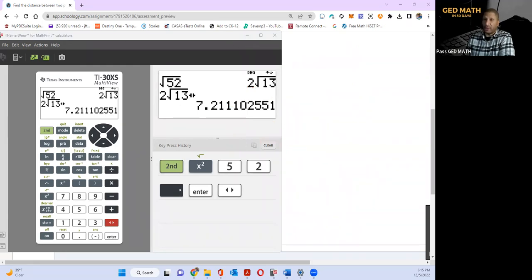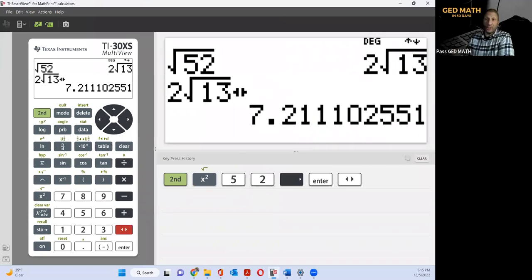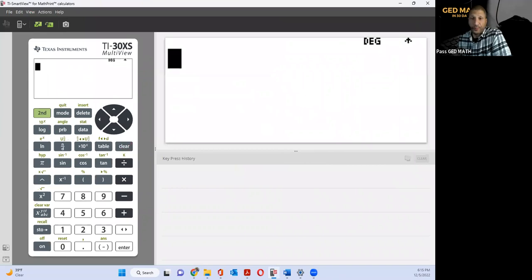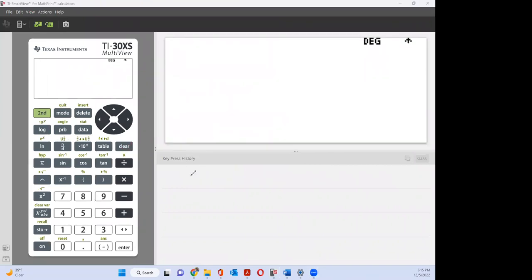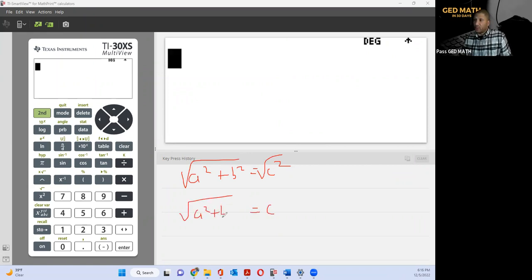Let me maximize the calculator. I'm going to take a screenshot of what you would type if you were doing this at home. Then I'm going to clear the calculator. Watch this. I told you the legs were 4 and 6, correct? So if we start with a squared plus b squared equals c squared, and I want to solve for c, I would take the square root of both sides. So c is equal to the square root of a squared plus b squared.